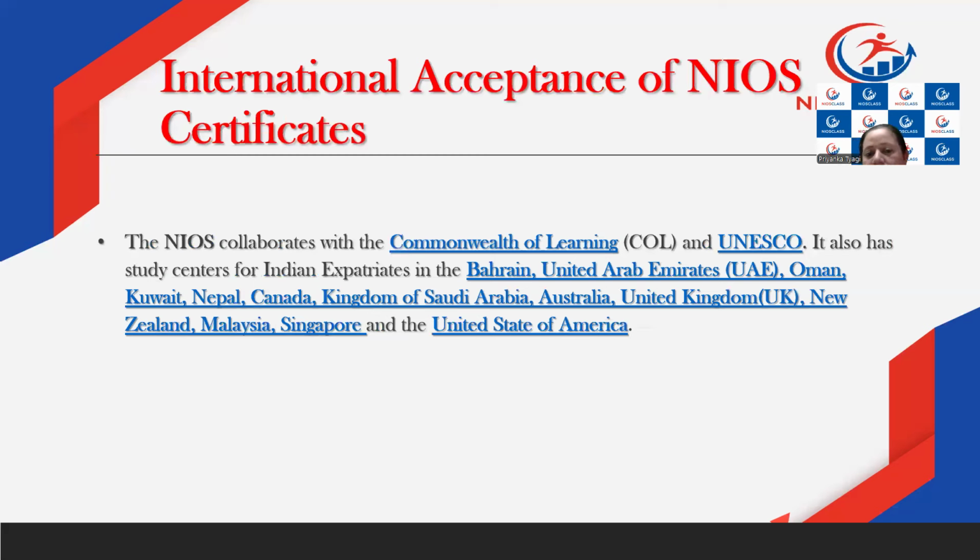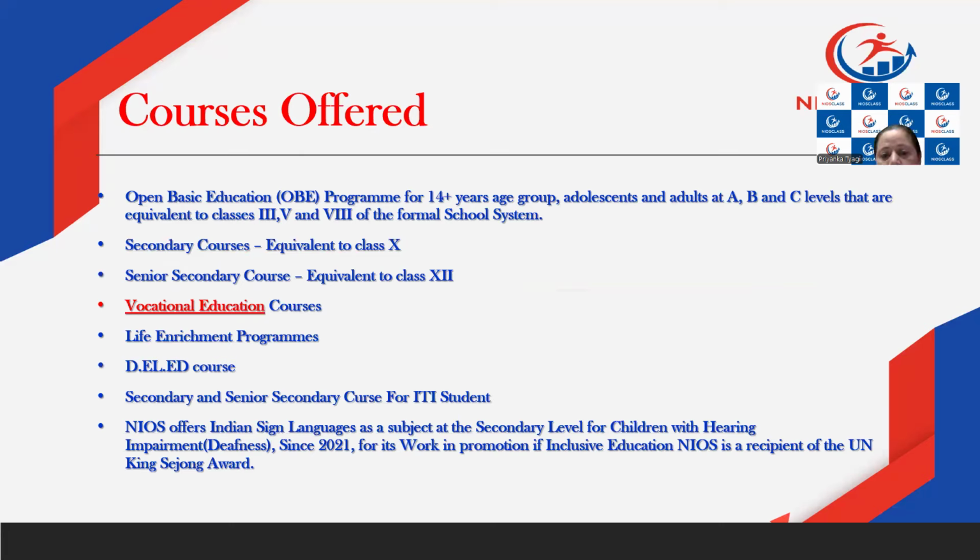You can see here there are a lot of countries: Bahrain, United Arab Emirates, Oman, Kuwait, Singapore, Malaysia, New Zealand, USA, UK. A lot of countries can accept your NIOS certificates once you enroll. Who gets the opportunity? For this NIOS board, the student should be 14 plus years of age. Adults can also enroll, like professional people and students who have a gap due to personal reasons or relocation. So any type of person can enroll.